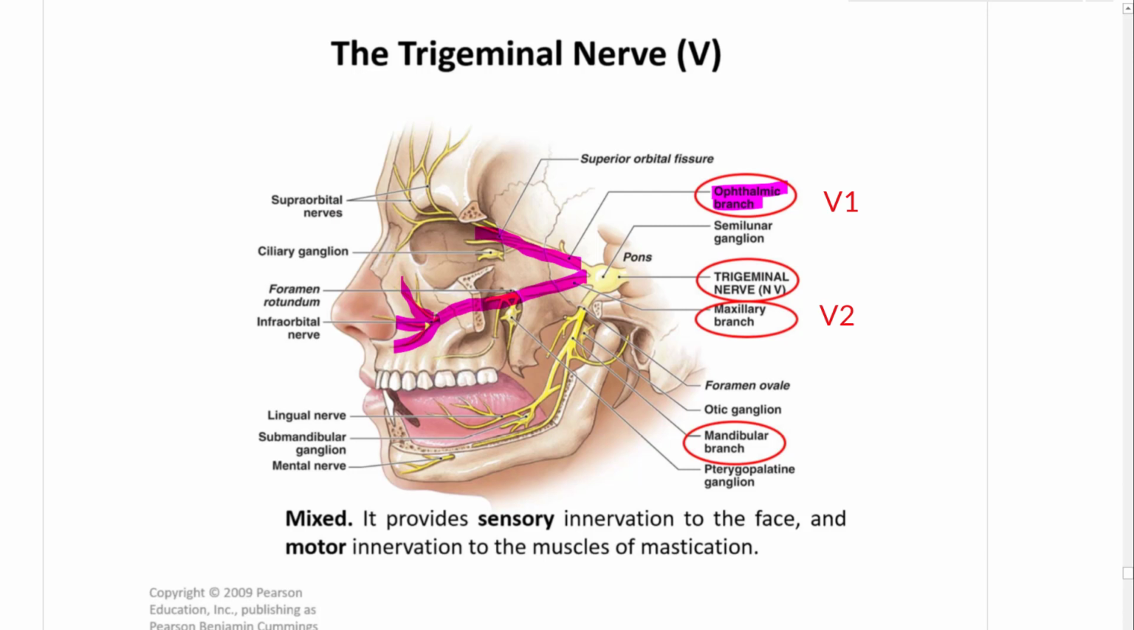Now, then you have another branch which spreads out, and that is known as the mandibular branch, which again supplies the lower rows of teeth, the gums, the tongue, right? And the inferior aspects of the mentum. Okay?